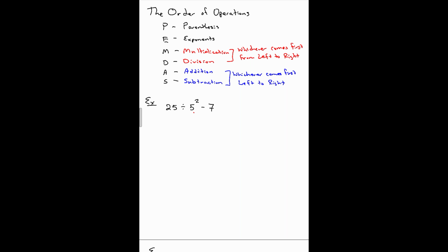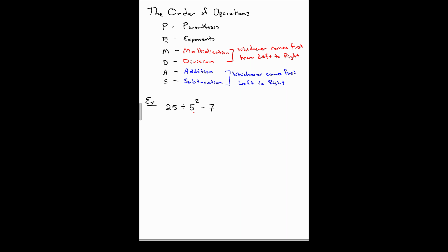The directions on some of these problems, the ones that we see in Newton, are to simplify using the order of operations. In this example problem, we have 25 divided by 5 squared minus 7. Step 1, do we see any parentheses? No, we don't, so we don't need to simplify anything there. We can move on down to the exponents.